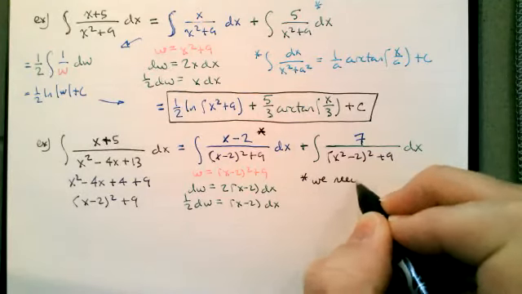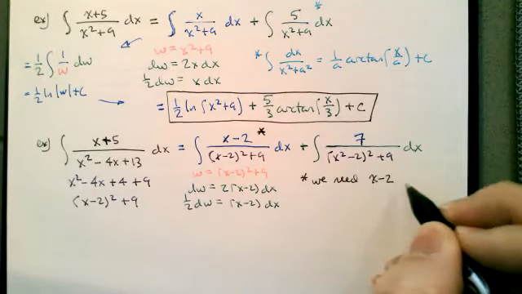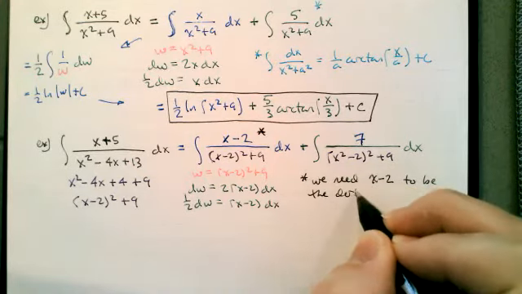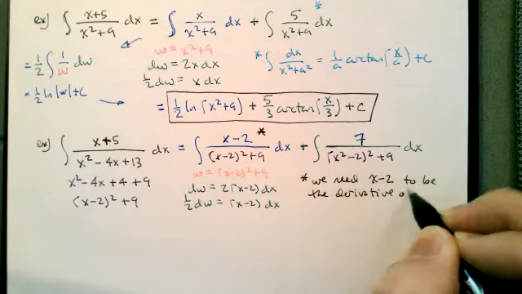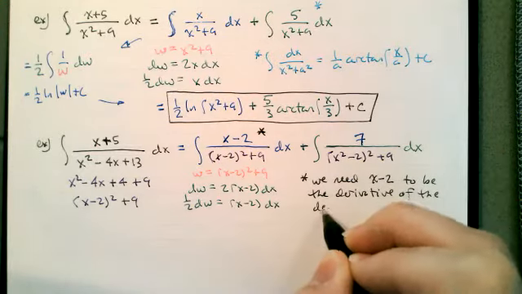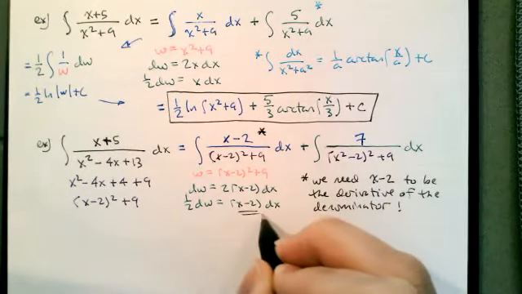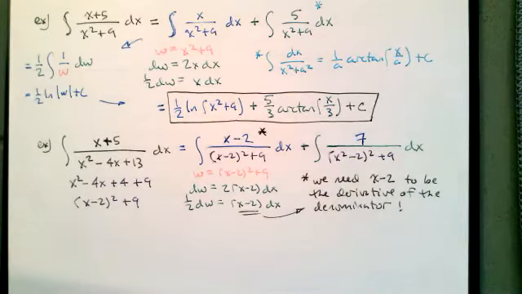We need x minus 2 to be the derivative of the denominator. And that comes from here. I know I'm going to get natural logs because I'm going to substitute w equals the denominator. To make w equals the denominator, I have to have a dw, that's the derivative of the denominator. That's how the natural log is going to work in this case.